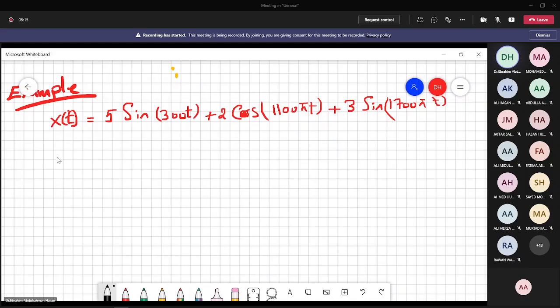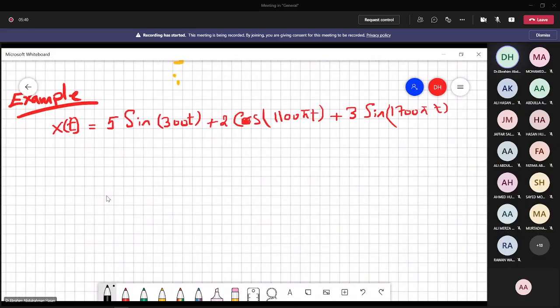Number two, the second property is periodicity. Is it a periodic signal or not? And if it is periodic, what is the value of the period T?